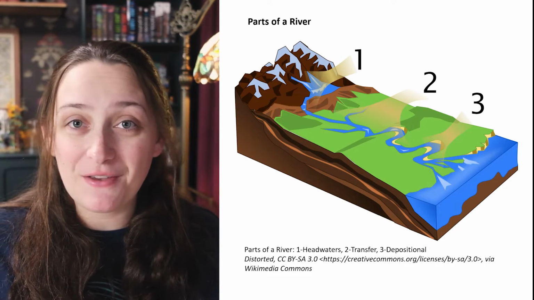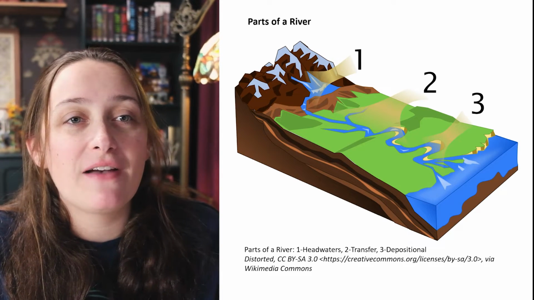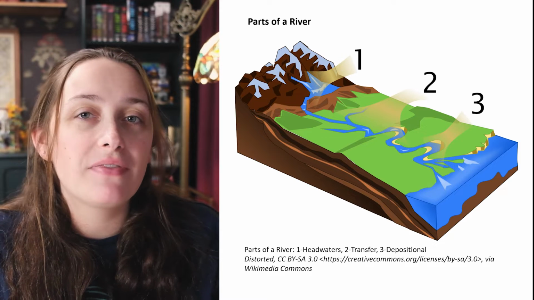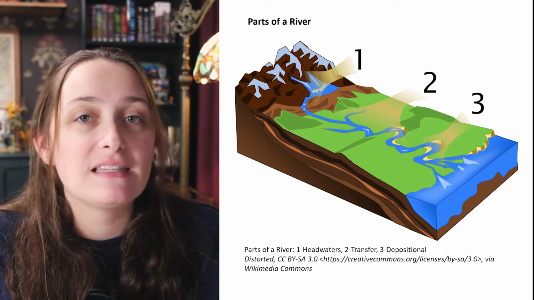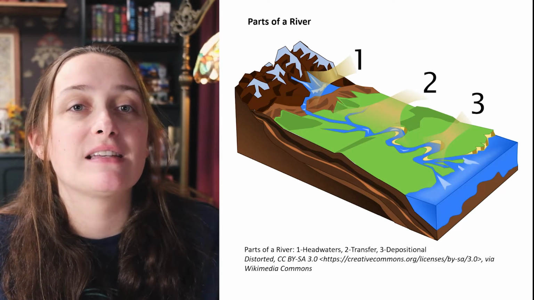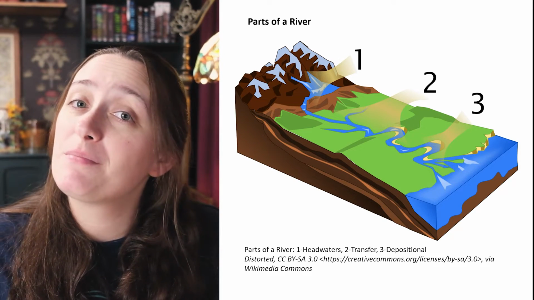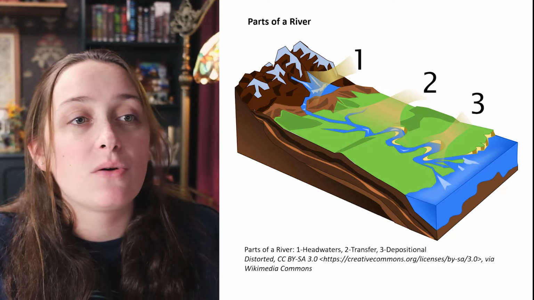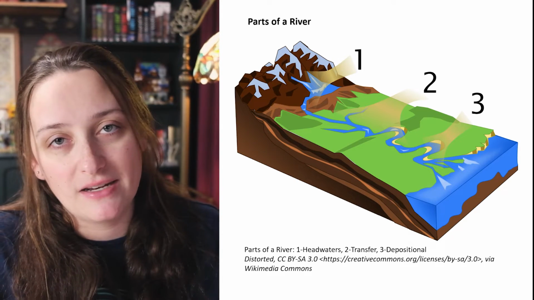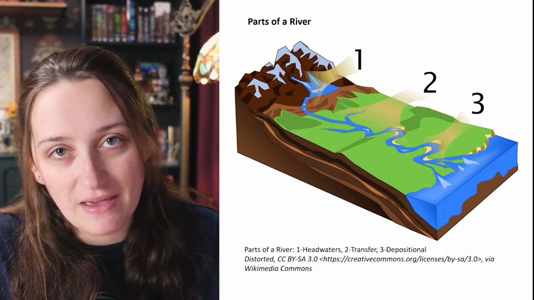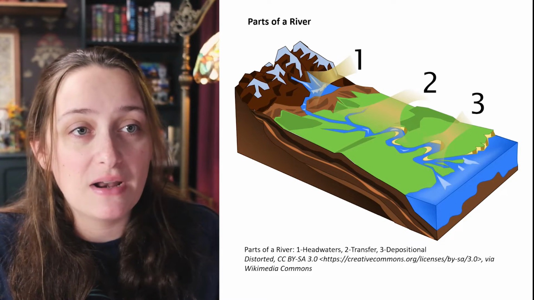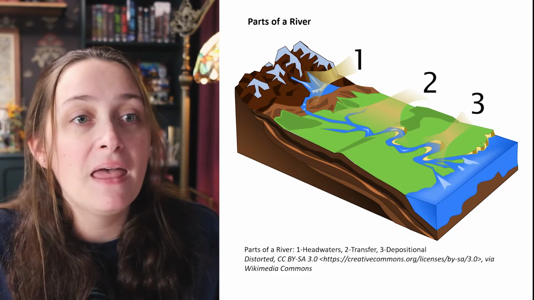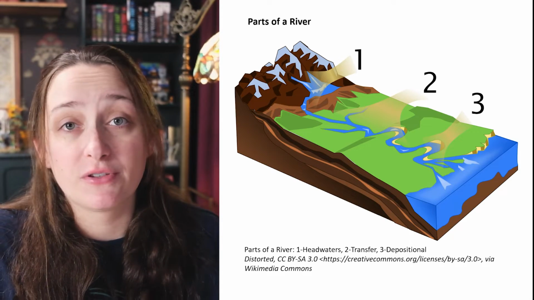So, parts of a river. Not only do rivers have to start somewhere, but they are also not the same at every point along the river. So let's break down where you will find these different parts and what the different characteristics of them are, because this will help in putting them on a map. So the three main parts of a river, and there are a lot of different names for all of these parts, so you may have heard them differently, but we have the headwater zone, the transfer zone, and the depositional zone. The headwaters are where rivers originate.